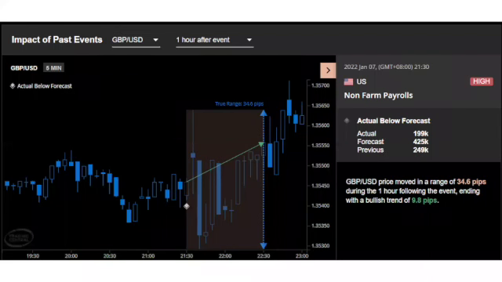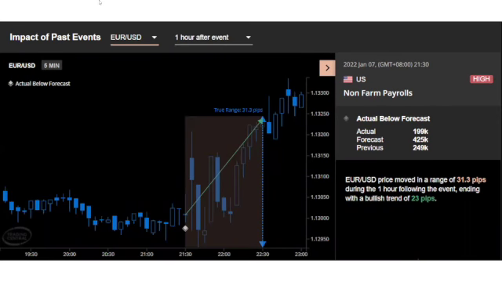So let's take a look at what happened on some notable currencies after the NFP data, 1 hour after the event. First, we have the British pound against the dollar on the 5 minutes time frame. The pound US dollar moved in a range of about 34.6 pips after the NFP data, and it ended with a bullish trend of 9.8 pips after the release.